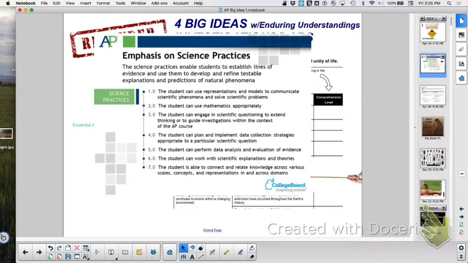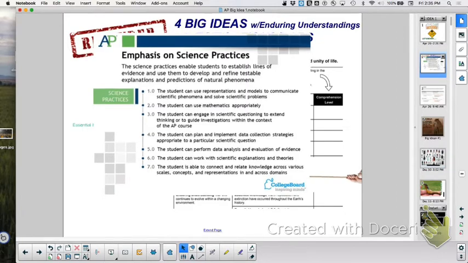And they ask you questions like that in the multiple choice. What are they showing here? What data would be the best data to collect? What should they have known? How should they set up this experiment, appropriate for a particular scientific question? The student can perform data analysis and evaluation of evidence. So remember, claim, evidence, reason, that's part of that. The student can work with scientific explanation and theories. The student is able to connect and relate knowledge across various scales, concepts, and representations in and across all domains. Okay, so those are your science practices.